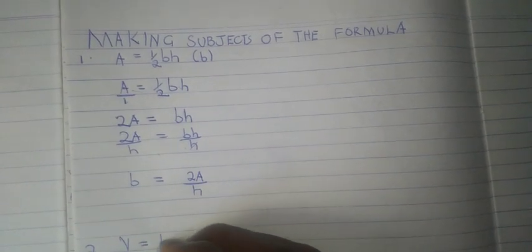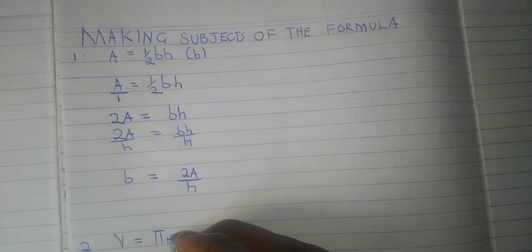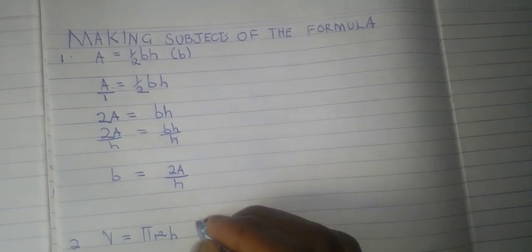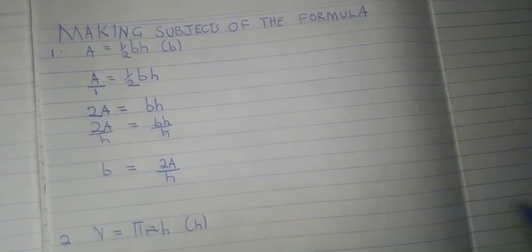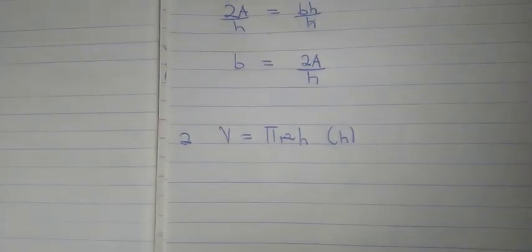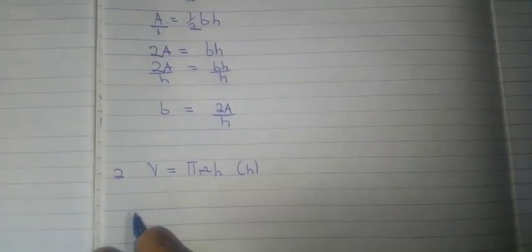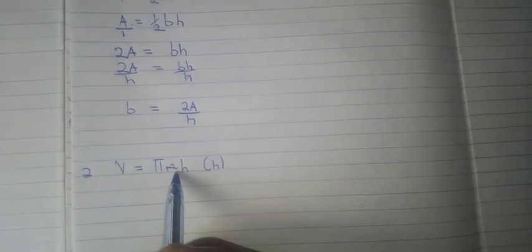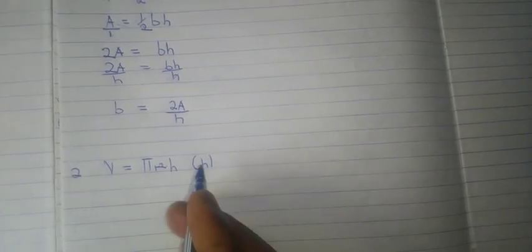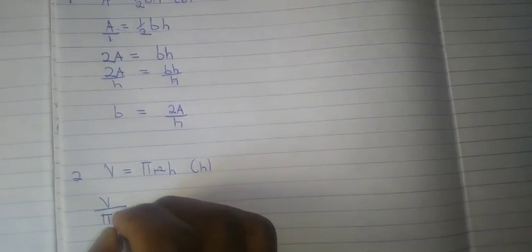V equals pi r squared H. So here they want us to make H the subject. Simply we shall do the same. How shall we do it? We shall make sure that H stands independent. This one is very simple. We shall divide both sides by pi r squared so that H remains independent on its separate side. So I divide by pi r squared.